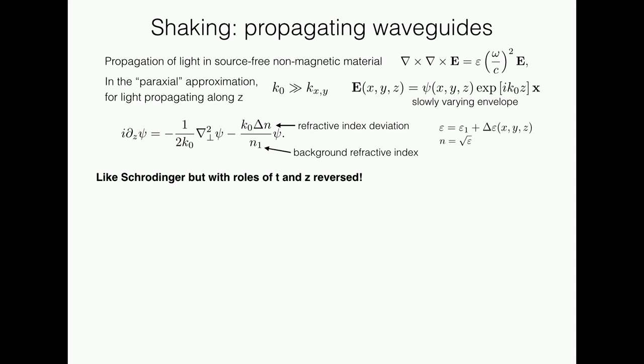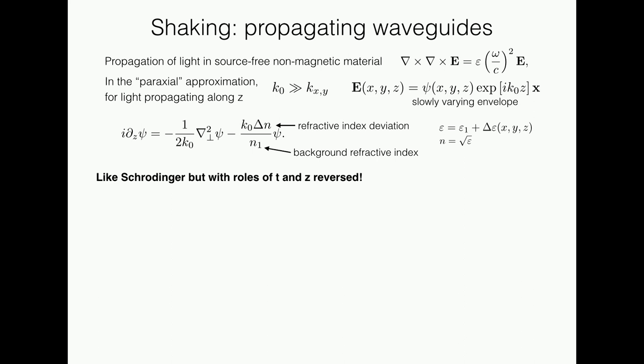And if you make these assumptions and you do a bit of math, then what you find is that the evolution of light in a propagating waveguide, just from Maxwell's equations, is actually the same as the Schrodinger equation, but with the role of z and t reversed. So where you would normally have i d by dt of psi, you now have i d by dz of psi. And that comes from these curl things up here and a few vector identities.